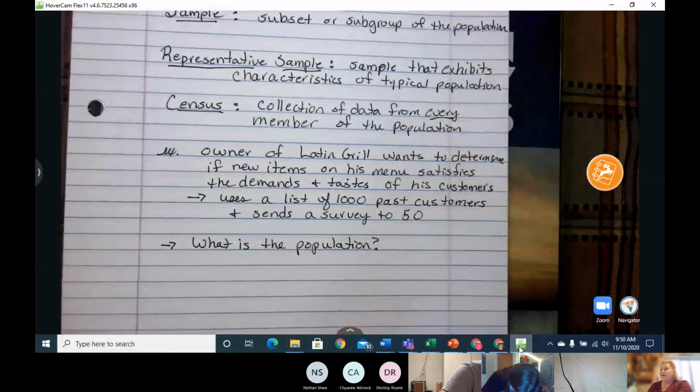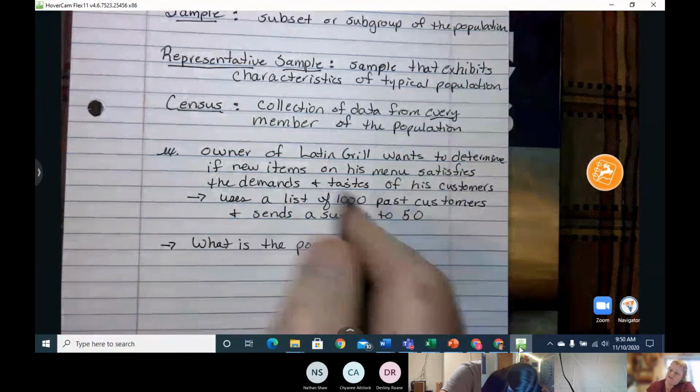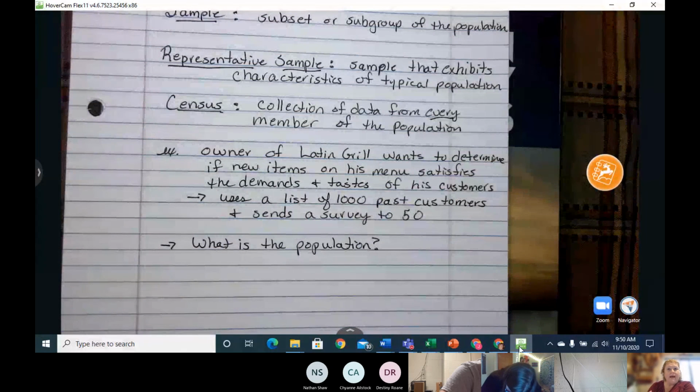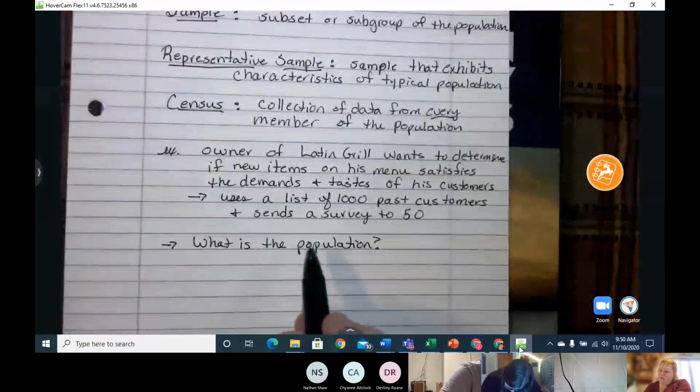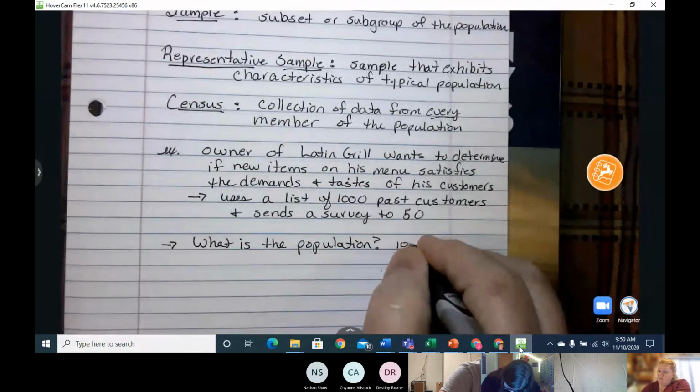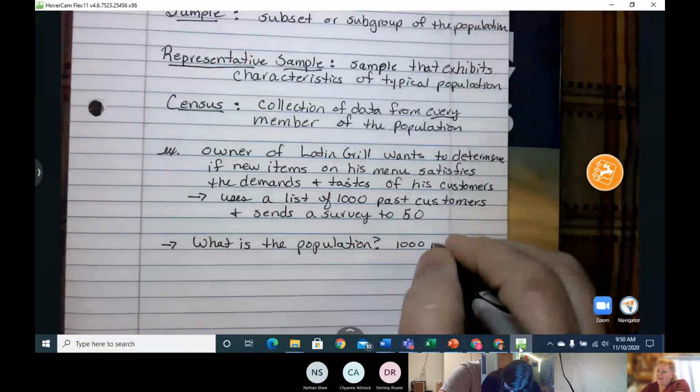So in this problem, what is the population? In this particular problem, we're looking at what is the population of that particular situation. In that particular problem, it is the 1,000 past customers.